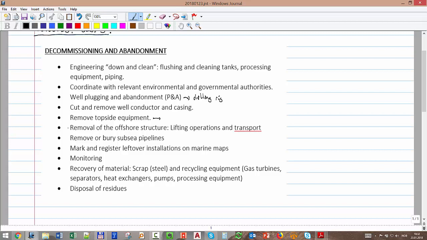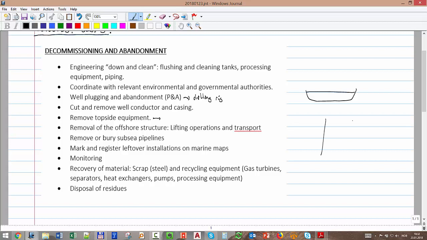Then the most costly is the removal of the offshore structure. There are some structures, for example, we will have a lecture separately on that, but if it's a floating structure, an FPSO, it's very easy. You just have to ship it or sail it to some other place.